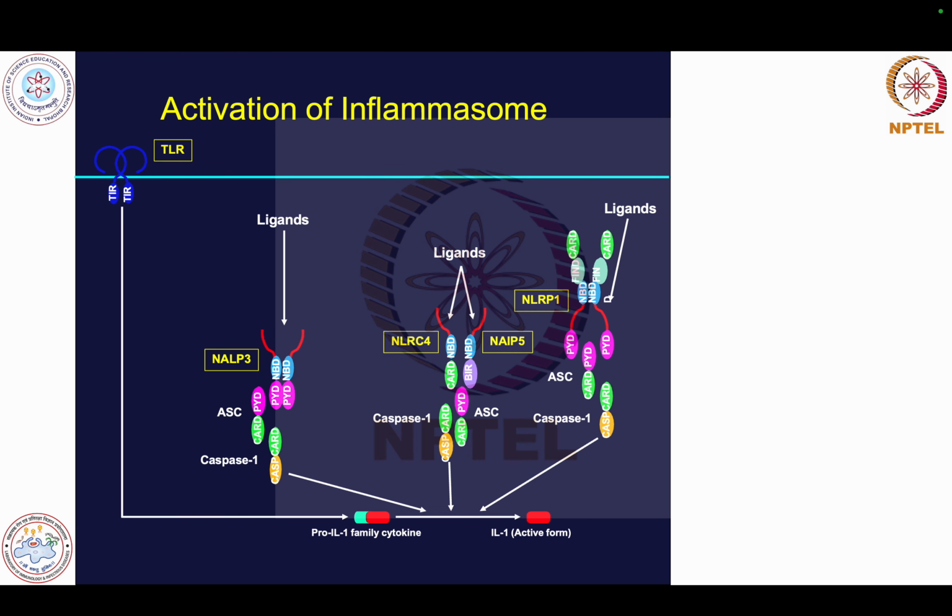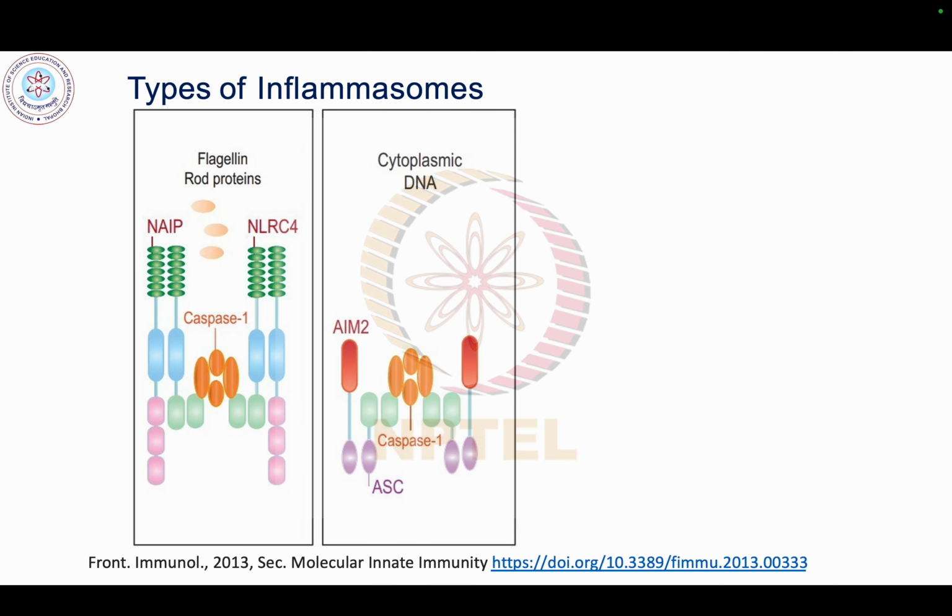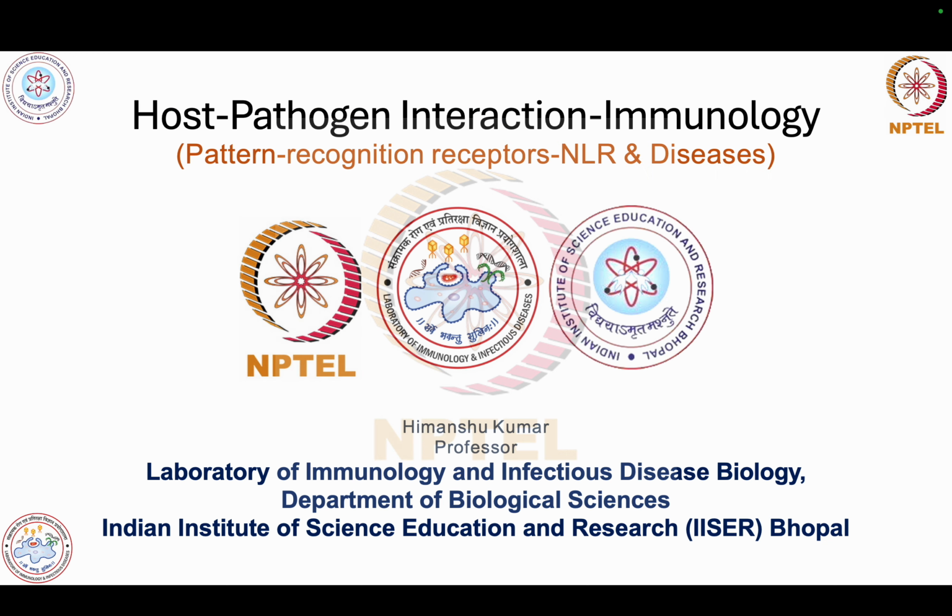So through TLRs, activation of the inflammasome also happens. This is a signaling pathway where there are different adapter proteins which give signals to downstream proteins, and then they ultimately act on certain genes. There are different types of inflammasome: flagellin, rod protein mediated activation, and cytoplasmic DNA.